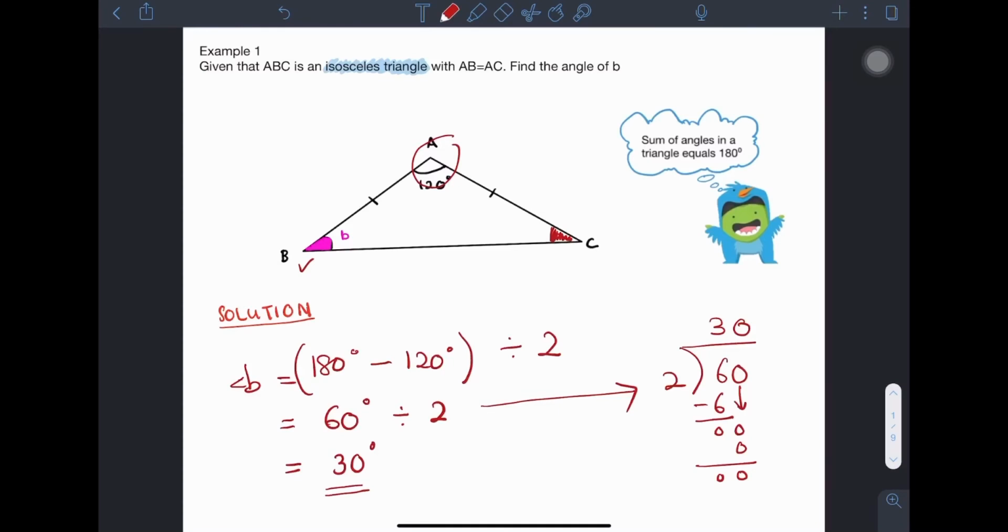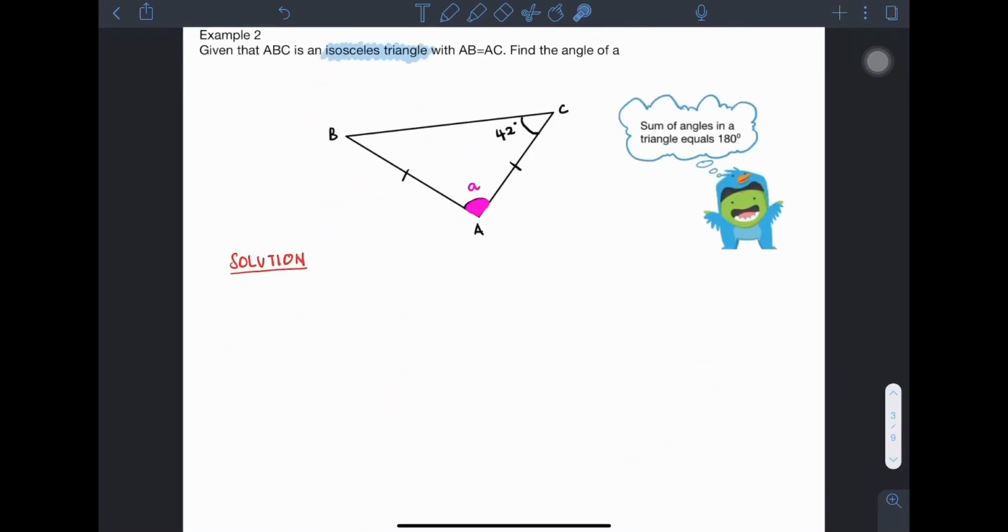It's pretty much very simple. As long as you know the keyword isosceles triangle means this side is equal and this angle is equal, then you can solve it by knowing that the sum of angles in a triangle is 180 degree, meaning this angle plus this angle plus this angle gives you 180. Alright, so this is example 1.